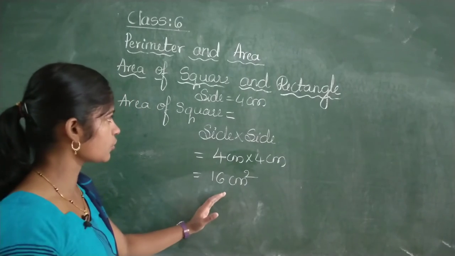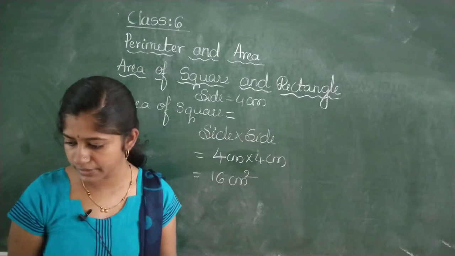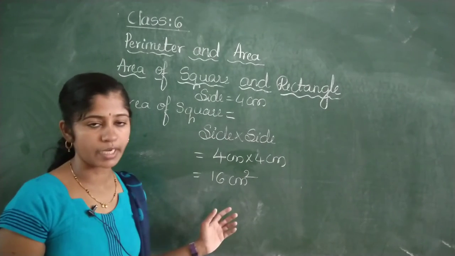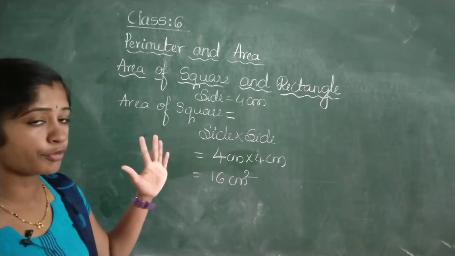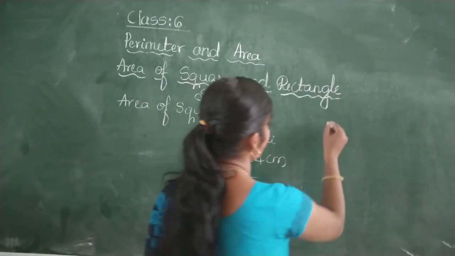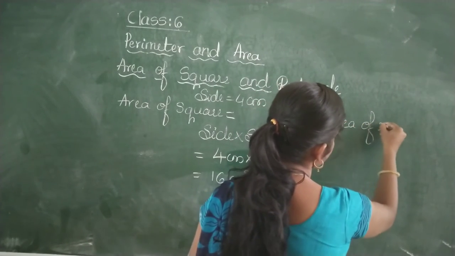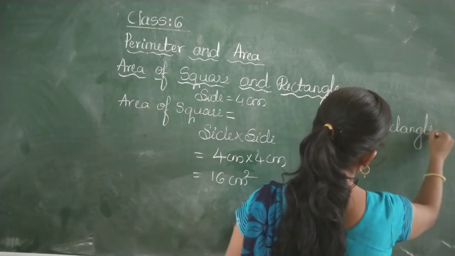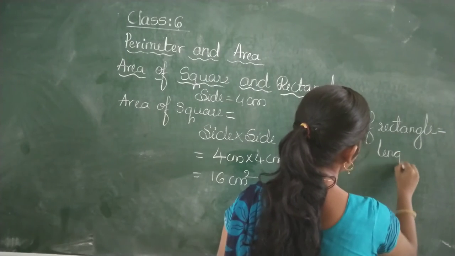So this is the first question. Next, this kind of examples are there in your exercise 13.2. Try to solve this kind of example. Then this is how to find the area of square. Then how to find the area of rectangle. Area of rectangle is also, you have a formula, length into breadth.